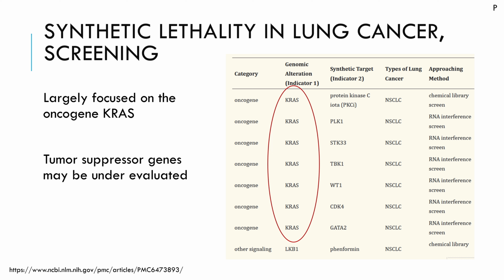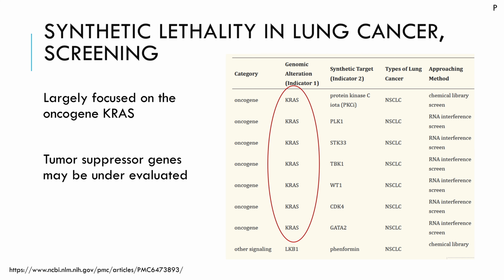Okay. So we've gone back and we've looked at synthetic lethality in lung cancer specifically. And most of the efforts that I've been able to track down have been associated with the screening component. And they've largely focused not on a tumor suppressor, but on an oncogene. And that oncogene is called KRAS. Tumor suppressor genes appear to be under-evaluated.